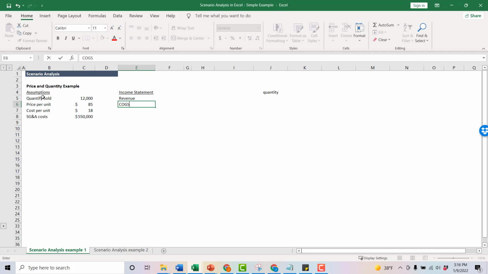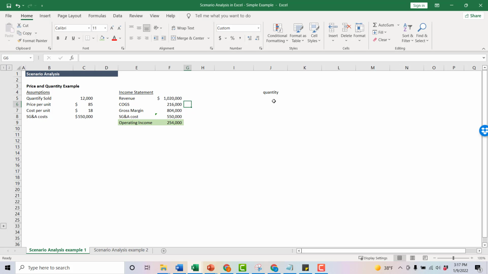So let's take that and generate a simple income statement. So we're going to have revenue, cost of goods sold, gross margin, SG&A cost, and operating income. Okay, so in this example, your revenue is going to be your quantity sold times your price per unit. Your cost of goods sold is going to be your cost per unit times your quantity sold. Your gross margin will be the difference of those two. Add in your SG&A cost, and your operating income will be your gross margin less your SG&A cost. That's going to say you made $254,000.